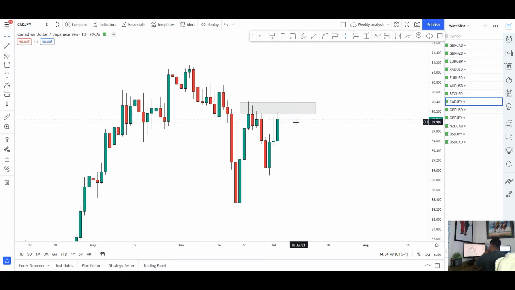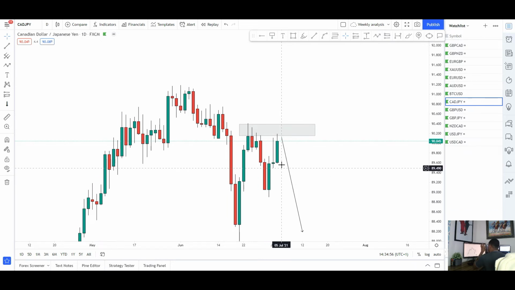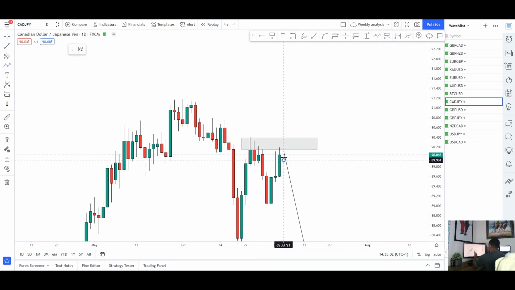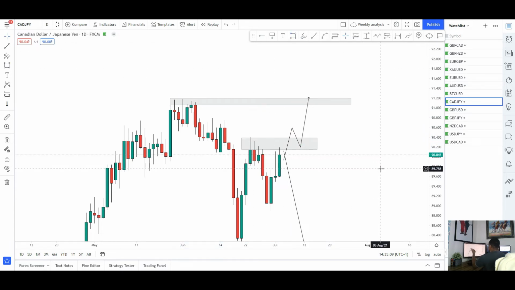We still haven't broken structure, so I still do anticipate another move lower, but this is potentially a higher low, and if the market was to turn bullish, I want to see a nice strong daily close above this area, breaking through that resistance. So on the retest, we can probably look to go long and then target previous highs there for CAD JPY, back at the 91,200 area.